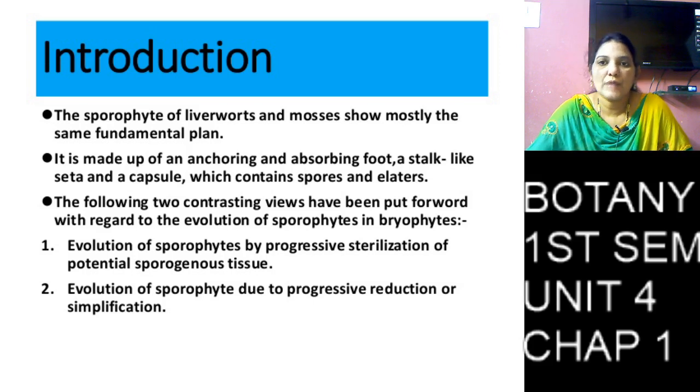The male sex organ is called antheridium, and the female sex organ is called archegonium. The male sex organ produces male gametes and the female sex organ produces female gametes, and a male gamete fuses with one female gamete and they form one zygote. So here in the bryophytes, the zygote undergoes many divisions and forms the sporophyte.